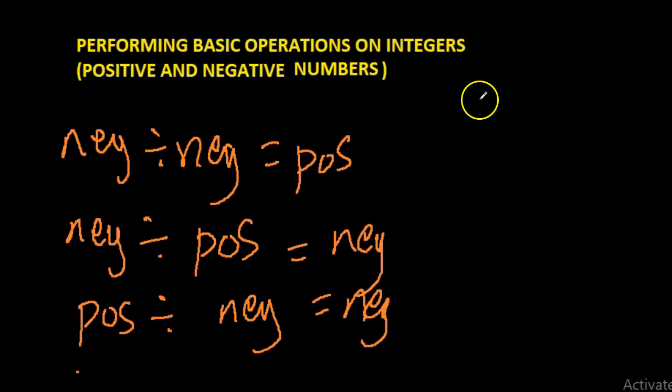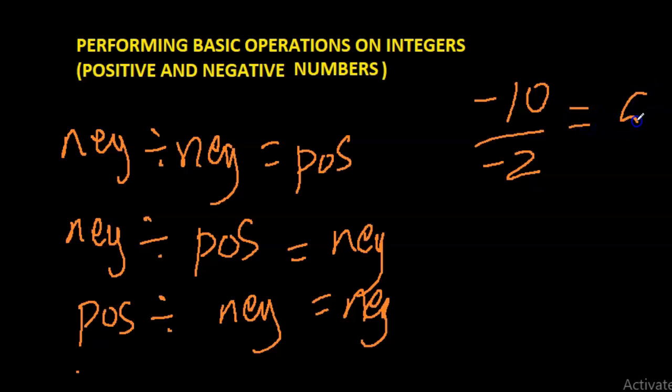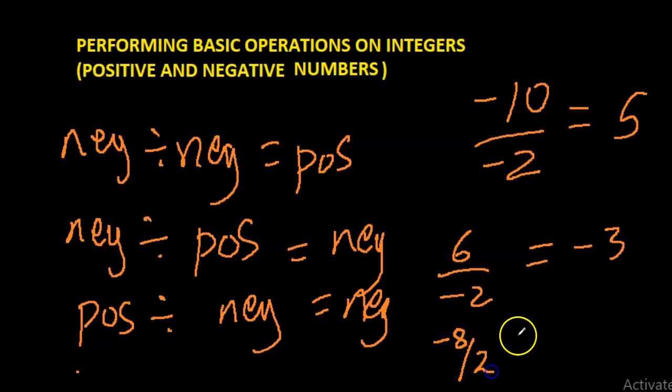So in other words, if I ask what is minus 10 divided by minus 2, it's positive 5, right? But if I ask what is 6 divided by minus 2, that's negative 3. And if I ask what is negative 8 divided by 2, that's negative 4. So notice once one is positive, whether it's the numerator or the denominator, and one is negative, you get a negative result. But negative divided by negative is positive, just the same as with multiplication.